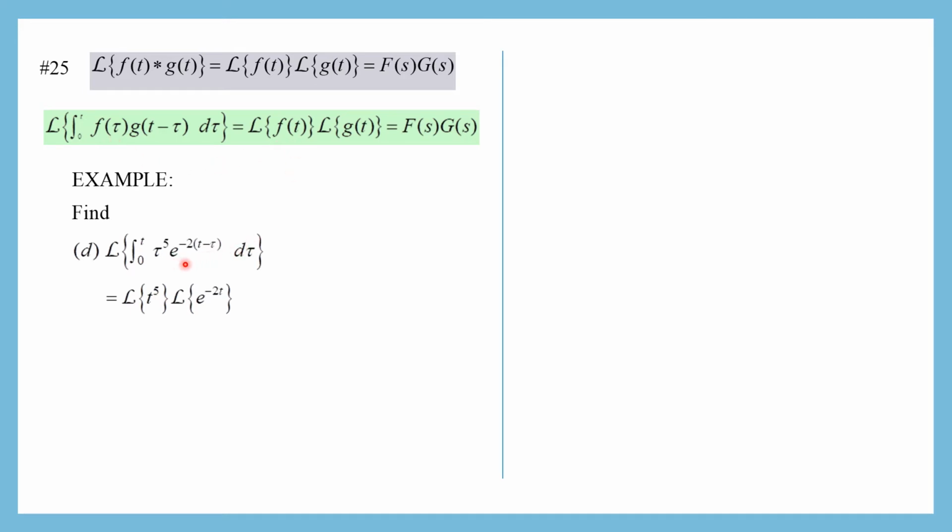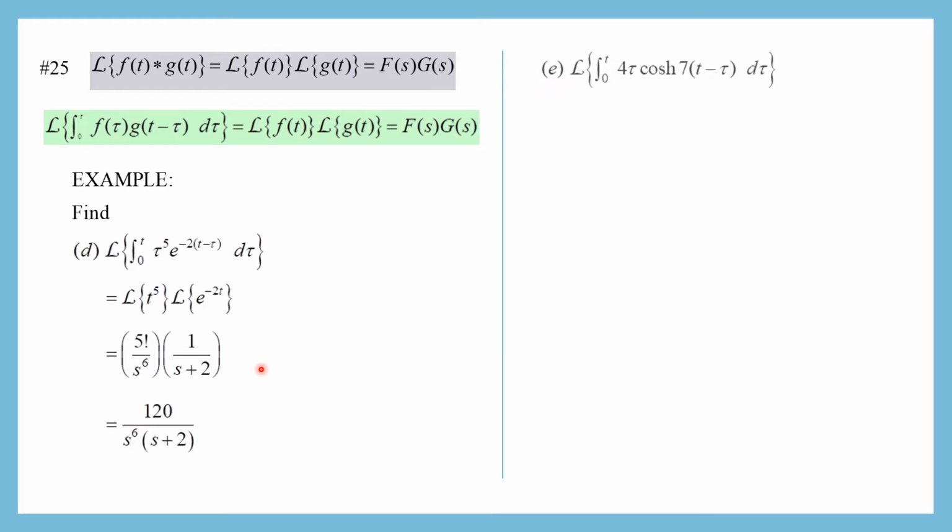For the second function, the t minus tau must be changed into a t. So e to the negative 2 times t minus tau becomes e to the power of negative 2 times t. Okay, so g of t minus tau becomes g of t. So at this step, both functions are now expressed in terms of t. The variable tau does not exist anymore. Find the Laplace transform of t to the power of 5. It is 5 factorial divided by s to the power of 6. Laplace transform of e to the negative 2t is 1 over s plus 2.